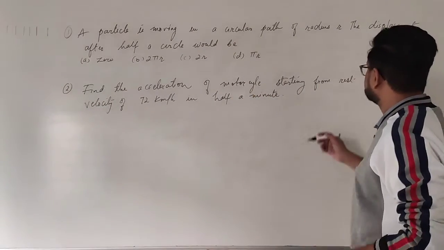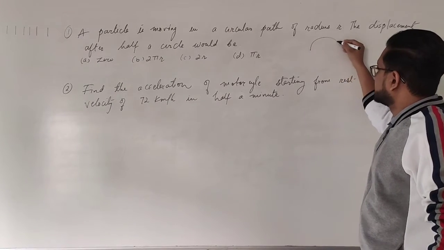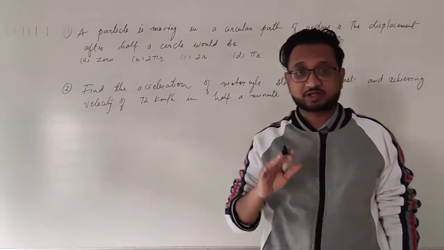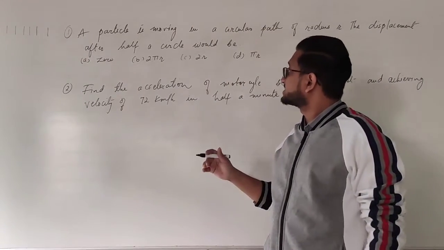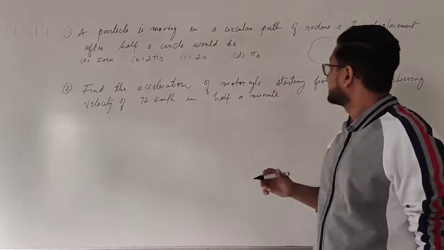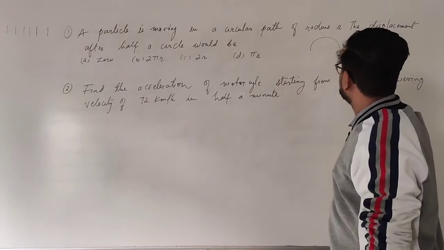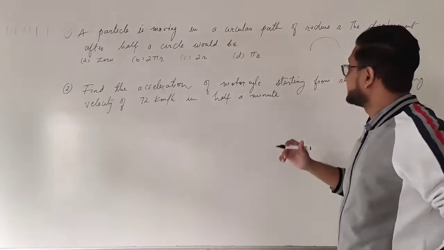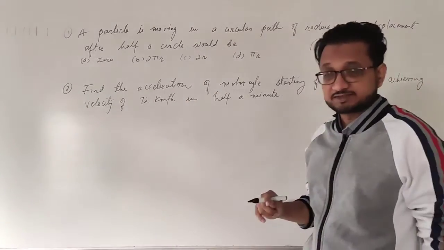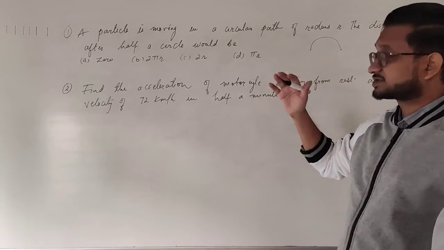Okay. So how does this happen? Like this. Suppose this is the starting point, then a circular path happens like this. This is not a perfect circle, but you can get the idea. The question is, what would be the displacement after half a circle? So the particle is only covering half of the circle. This is the point where it is stopping. What would be the displacement?